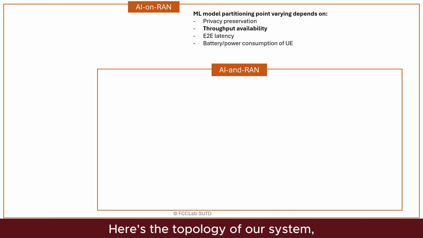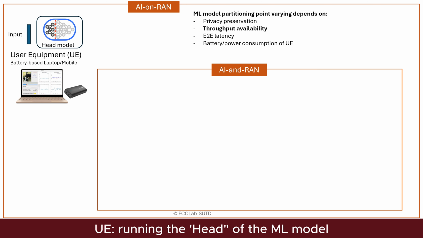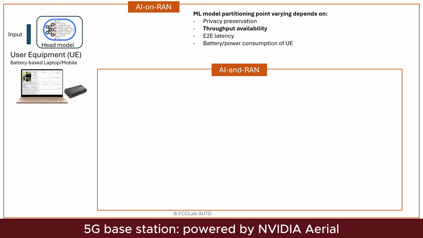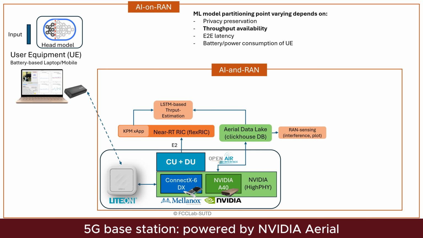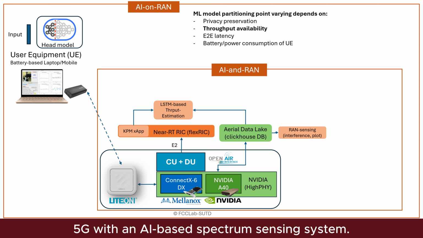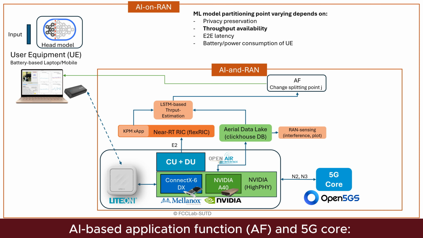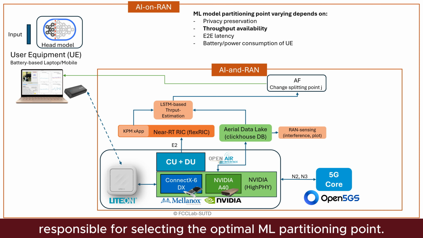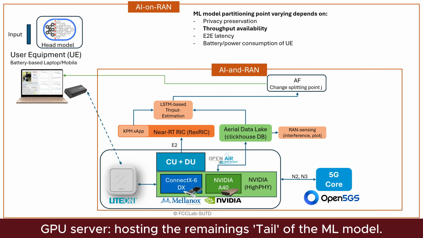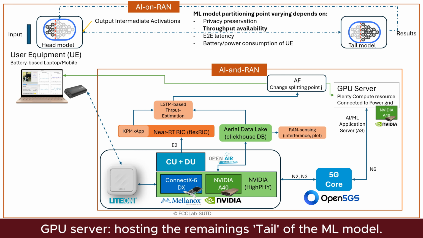Here's the topology of our system, consisting of 4 main components. UE, running the heads of the ML model and displaying real-time results via a GUI. 5G base station, powered by NVIDIA Aerial 5G with an AI-based spectrum sensing system. AI-based application function, AF, and 5G core, responsible for selecting the optimal ML partitioning point. GPU server, hosting the remaining tail of the ML model.